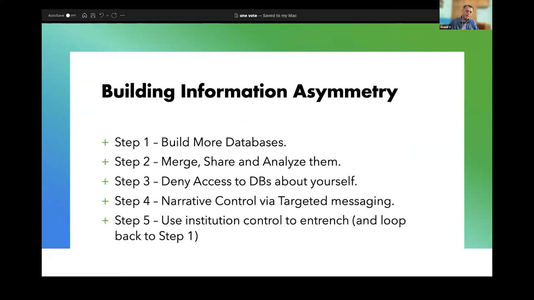So if you look at the steps very sequentially, it basically goes into a loop. You start off with building one database, you move to two, then three and four. Somewhere along the line, an inflection point comes, at which point the institutions that you have created essentially work in your favor more and more, thus entrenching your advantage for a very long, long time. That is how you build information asymmetry at an institutional level.